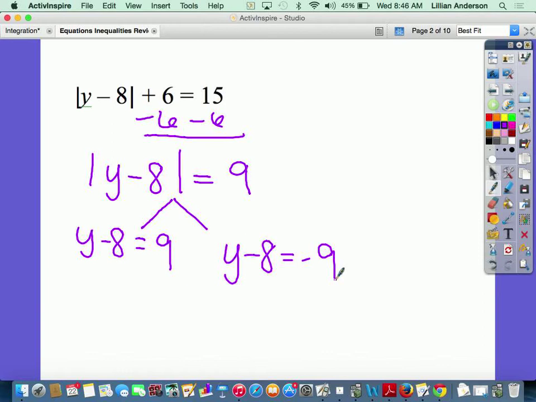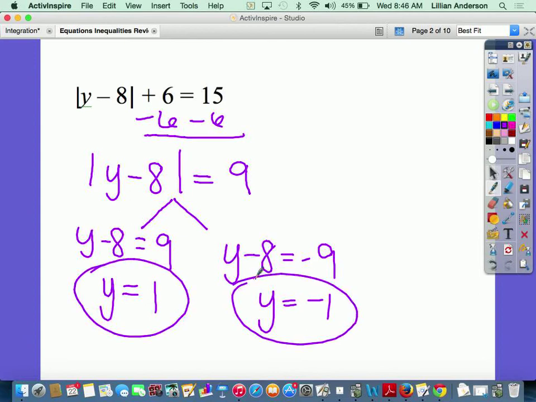So remember, the absolute value of 9 and the absolute value of negative 9 is still the same, 9. So y would equal 17 and y would equal negative 1. So those will be your solutions. Of course, you want to always go back and check to make sure you do not have extraneous solutions. And when you plug it in, that's negative 9. Absolute value makes a positive, plus 6 gives you 15.